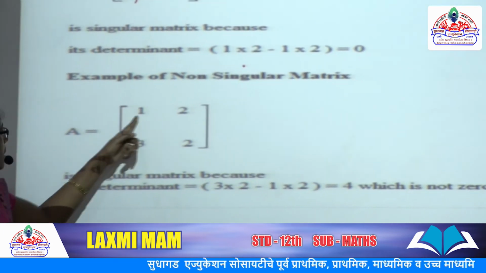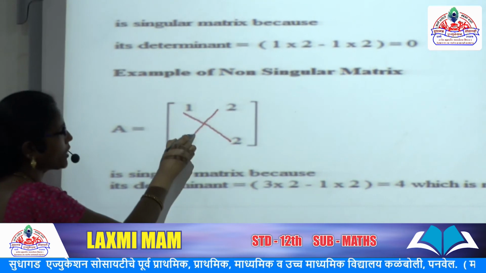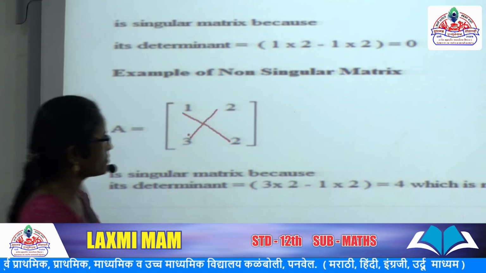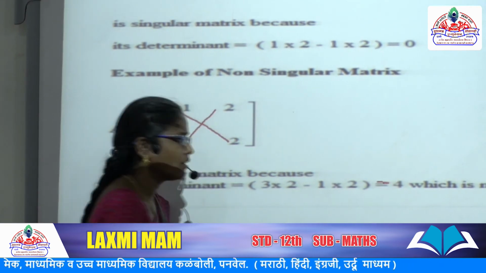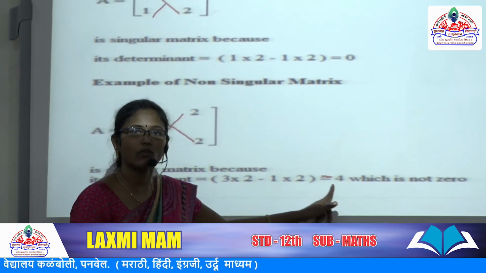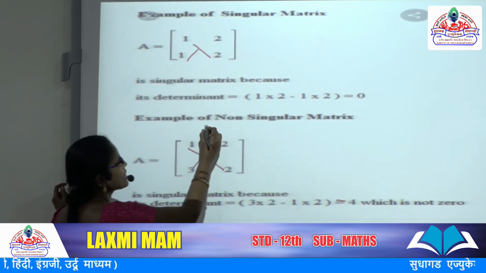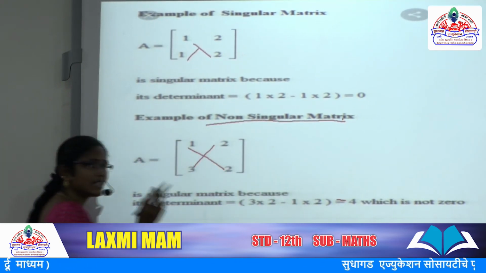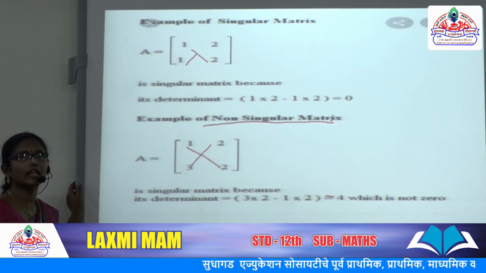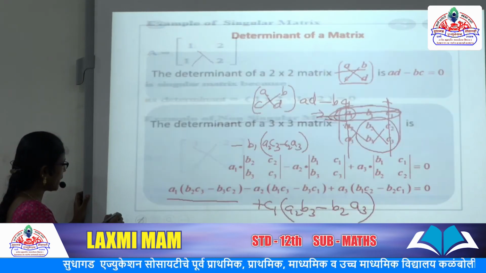Okay. See here, another example. 2 into 1, 2 minus 3 into 2, that is 6. 2 minus 6, we will get minus 4. Then that is not equal to 0. That is called a non-singular matrix. If it is equal to 0, then it is a singular matrix. If it is not equal to 0, then it is a non-singular matrix. So remember the types of matrices.